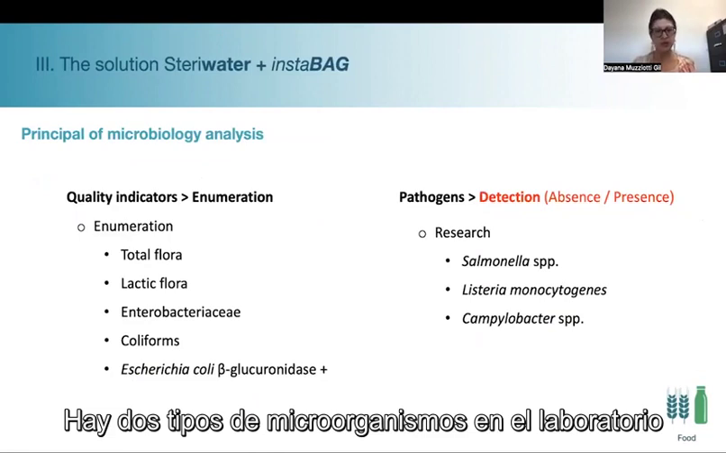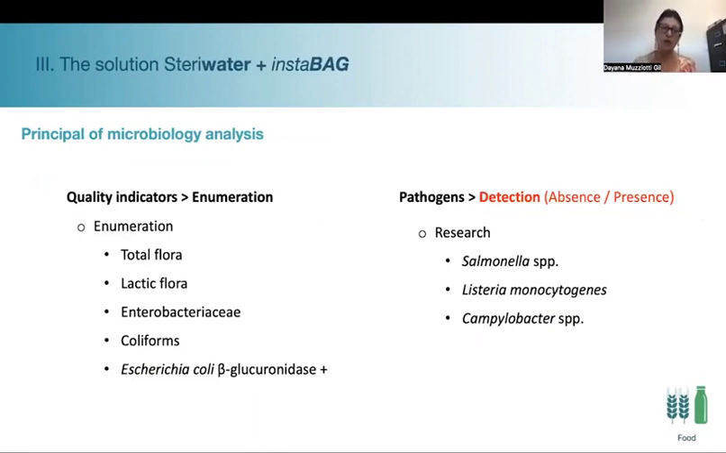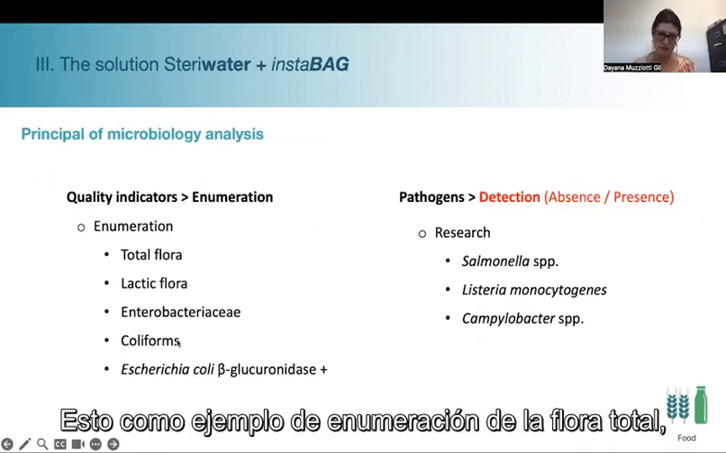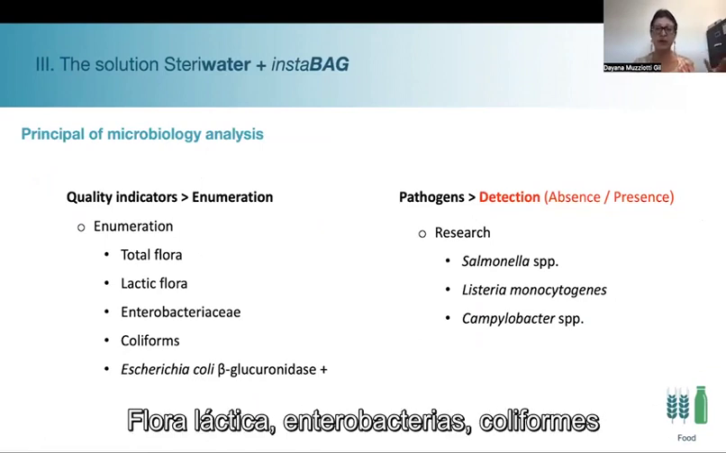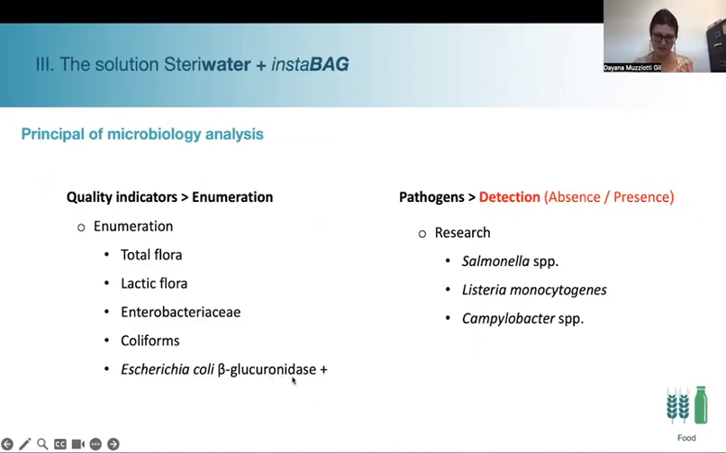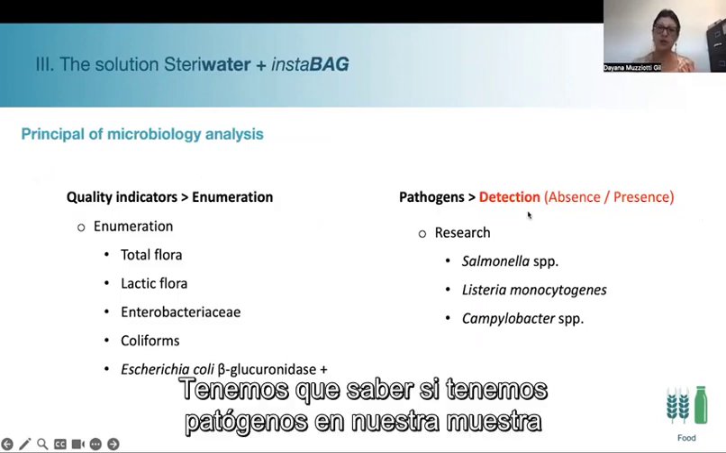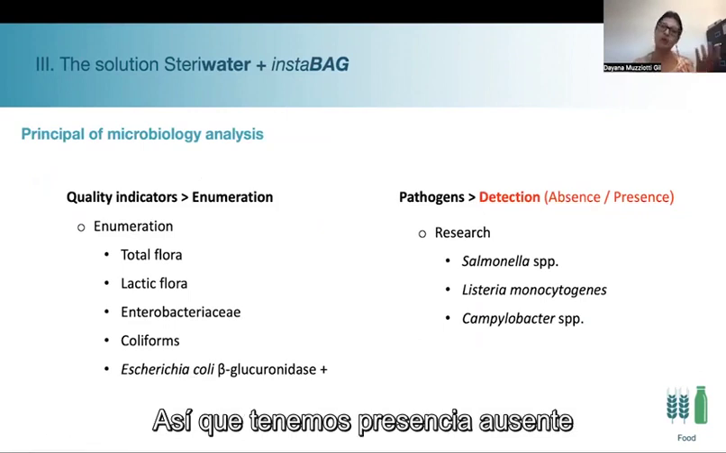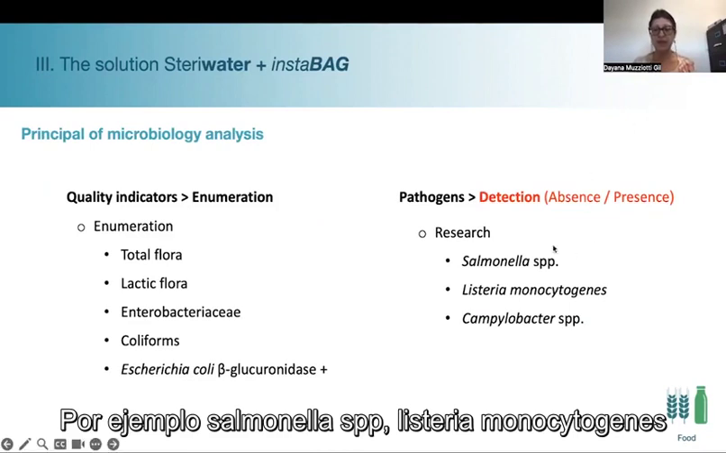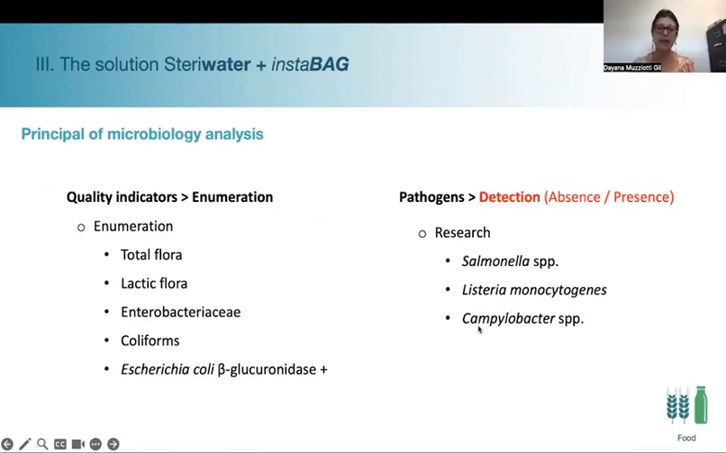There are two types of QC tests, micro QC tests in the lab. We have the quality indicators for enumeration, and here we have this as an example, enumeration of total flora, lactic flora, Enterobacteriaceae, coliforms, or E. coli beta-glucuronidase plus, okay? Or we have pathogens. We have to know if we have pathogens in our sample. So we have absent, presence. For example, Salmonella spp, Listeria monocytogenes, and Campylobacter spp.